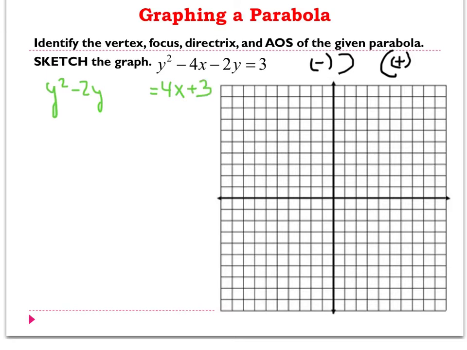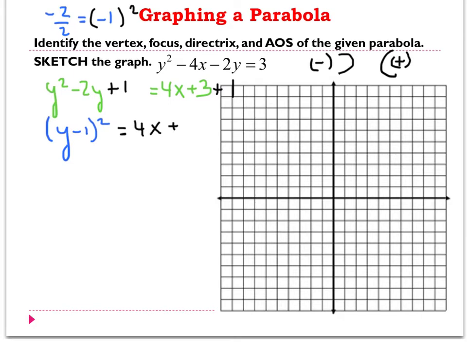To find the value that completes the square, we take our b and we divide by 2. So I'm going to have y minus 1 squared, and the value that completes the square is whatever that is squared. So adding positive 1 here and here will complete the square. So simplifying the right-hand side, I'm going to have 4x plus 1 plus 3, which is going to give me 4. And now I'm going to isolate the x.